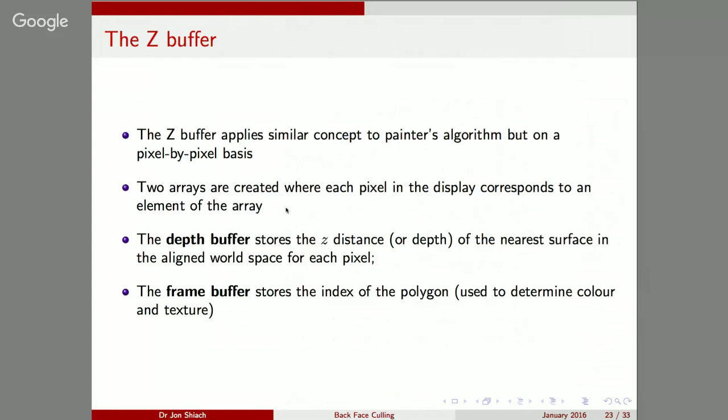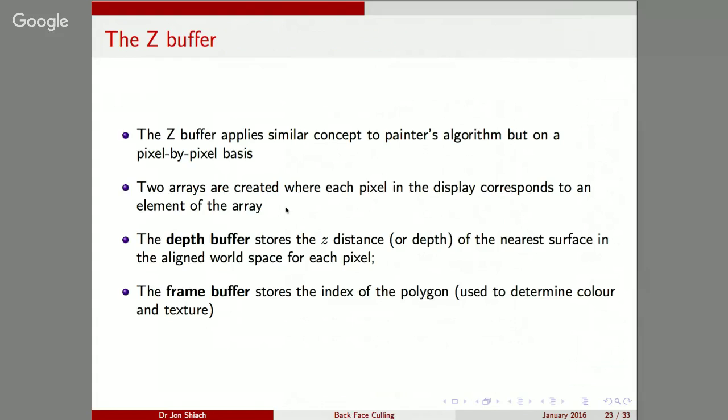The last algorithm we're going to be looking at is called the Z buffer. Now this is actually similar to Painter's. Painter's does it on a polygon basis. You say, which polygon's furthest away? We'll render that one first. Z buffer does it on a pixel by pixel basis. So if you imagine all the pixels on your screen, you ask which is the closest object, or which is the closest color, for each pixel.